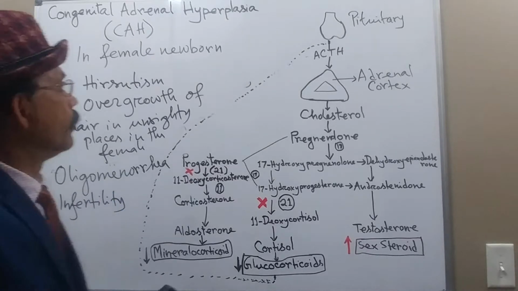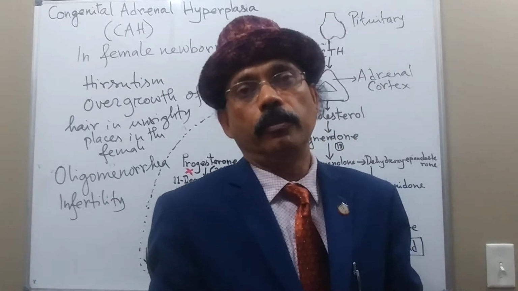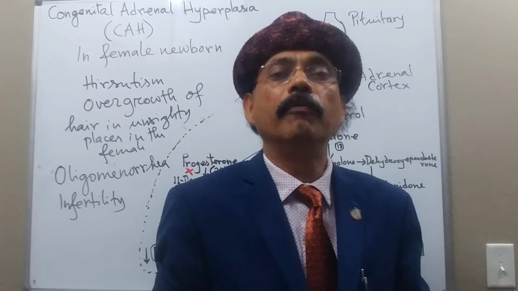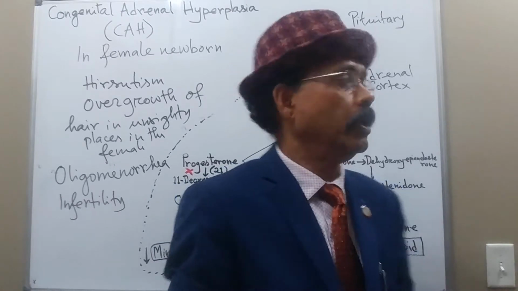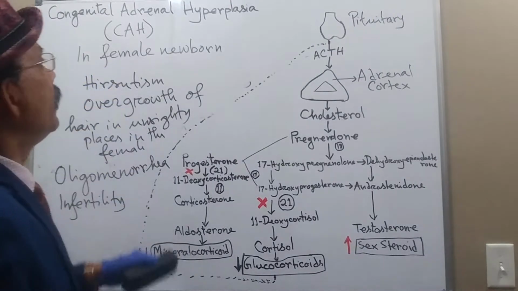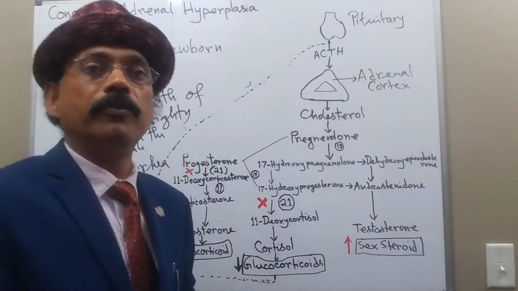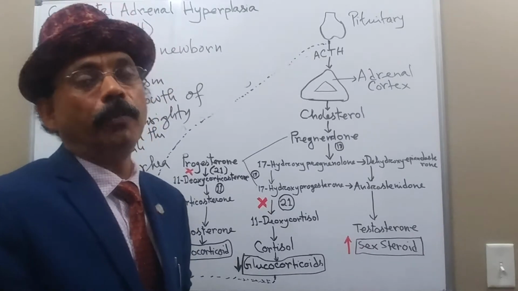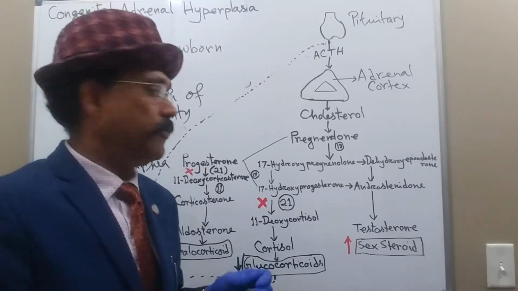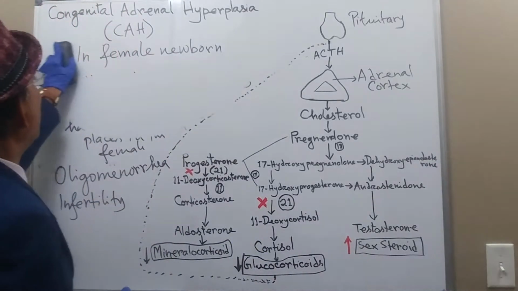Okay, so this is the problem associated with congenital adrenal hyperplasia in the newborn female child. How about the male child? In a female newborn with congenital adrenal hyperplasia, diagnosis is very easy because of ambiguous genitalia, masculinization of the female. Okay, so how about the male newborn?